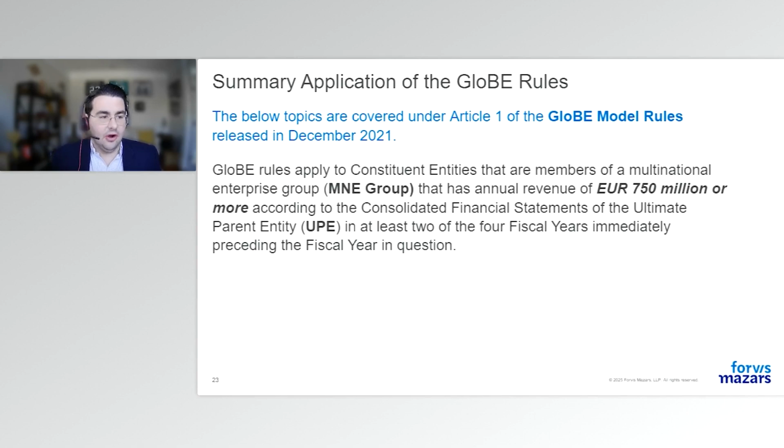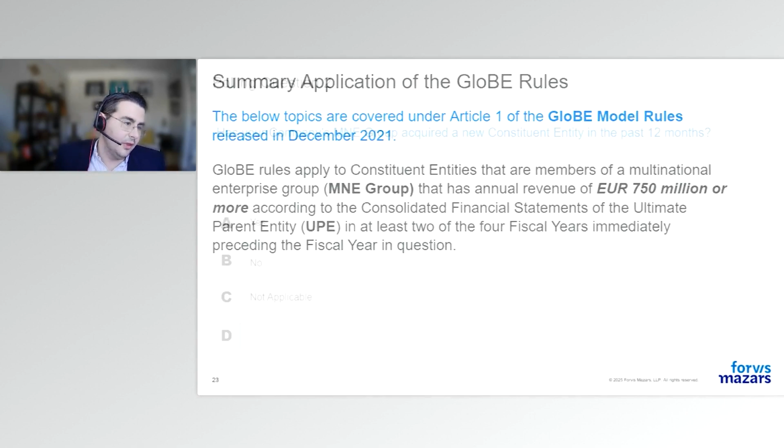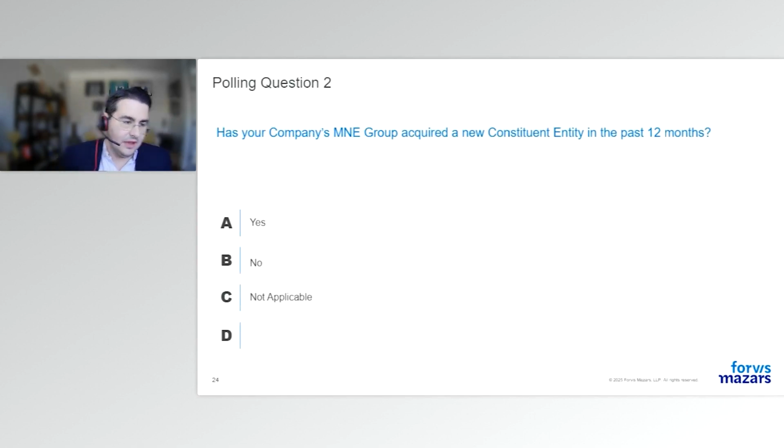That's deliberately in Article 1. But before we go into that, for purposes of CPE, let's do a polling question here before we dive in. So has your company's M&E group acquired a new constituent entity in the past 12 months? Yes, no, or not applicable.